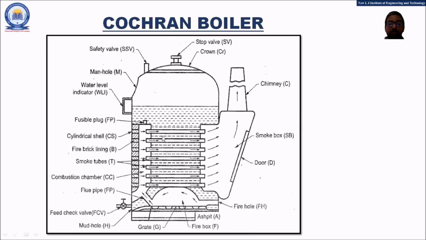Now there is no use of the hot gases. So these hot gases are now considered as the flue gases or the waste gases. These waste gases are further collected in the smoke chamber or the smoke box. Then they are transferred to the chimney, and finally the waste gases are released into the atmosphere. So this is the basic working of the Cochran boiler.